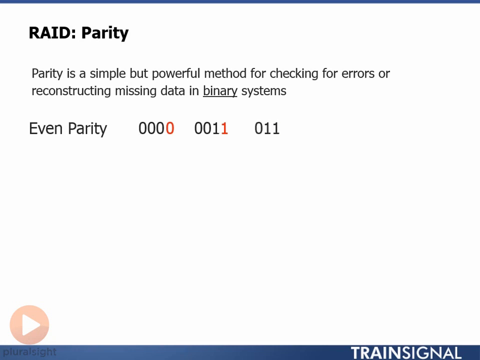This time we already have an even number of ones. We've got 2, so the parity bit must be a 0. This time we've got an even number of ones again, so our parity bit is again a 0. And one last example. This time we've got 3 ones, obviously an odd number, so to ensure that we have even parity, our parity bit must be a 1, giving us a total of 4 ones, even parity.